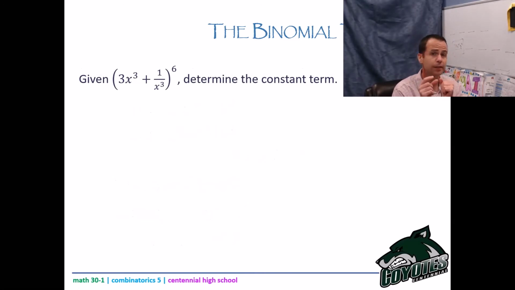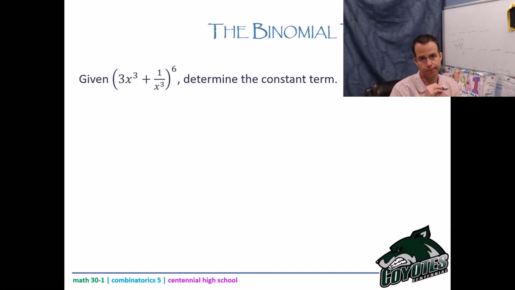Because x to the 0 is 1. The definition of a constant term is a term that doesn't have a variable in it. And when both my first term and my second term in my binomial have x's in them, the only way to get a constant term is to end up with x to the 0.